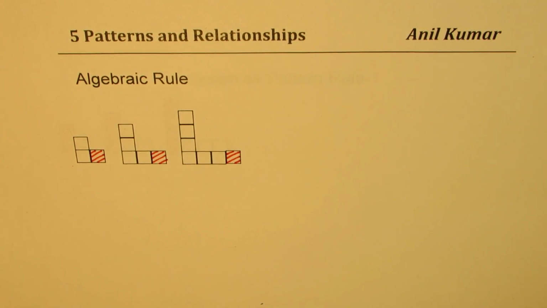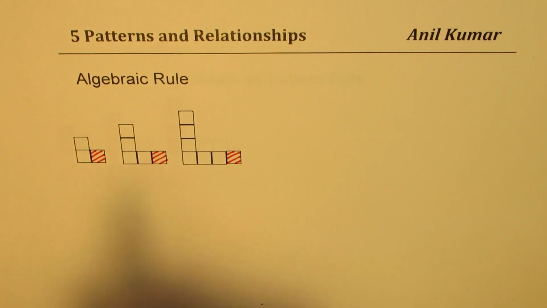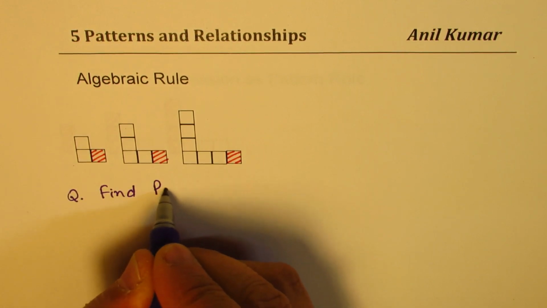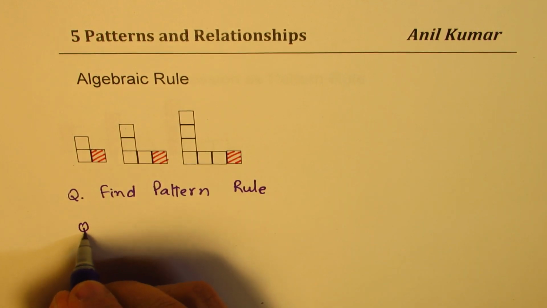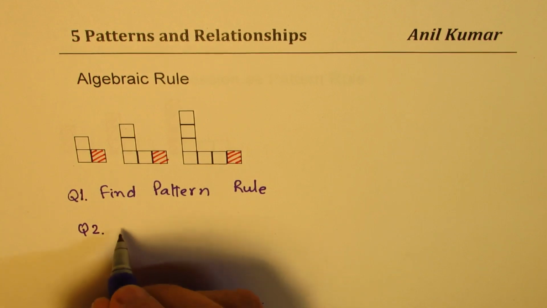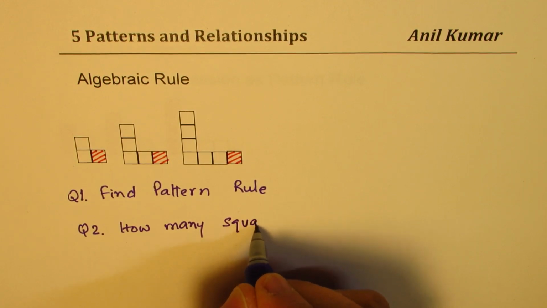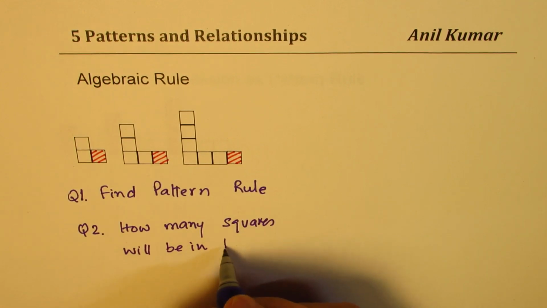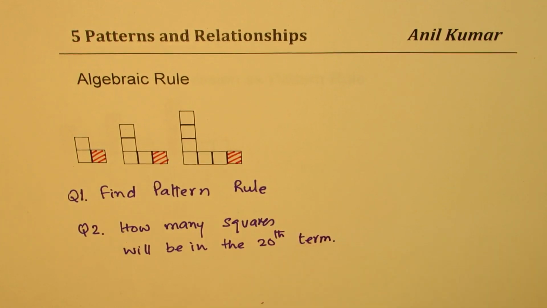Here is an example. We have the same pattern, right? But different kind of shading. Do you see that? Your question here is to find the pattern rule. And this is question 1. Question number 2 is, how many squares will be in the 20th term? Right? So that is what you need to do.